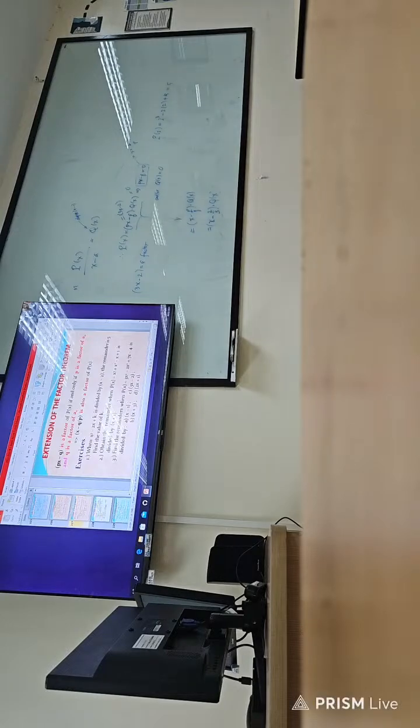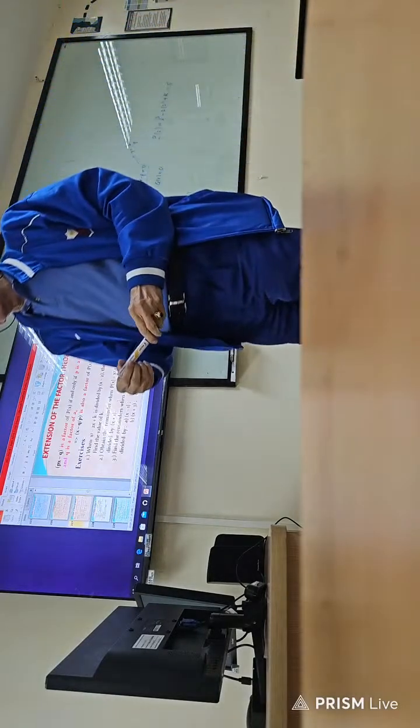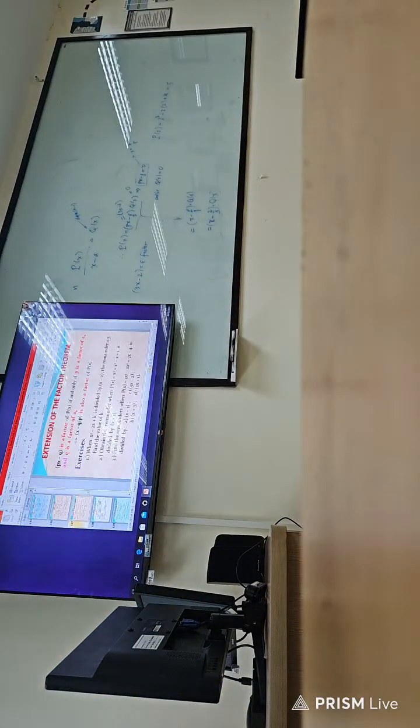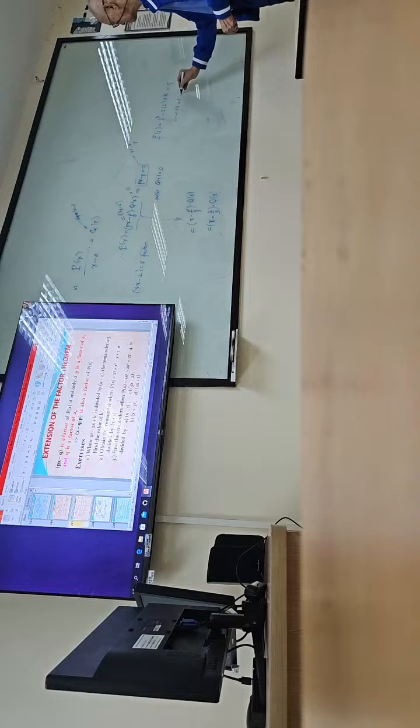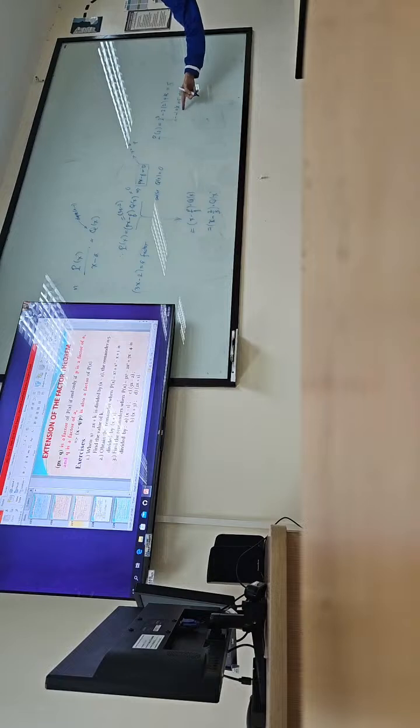I'm running out of blue ink again. Okay, let's solve for k from this equation here. This is 8 minus 4 plus k equals 5. This means k equals what? 4 plus k equals 5. So k equals 1.